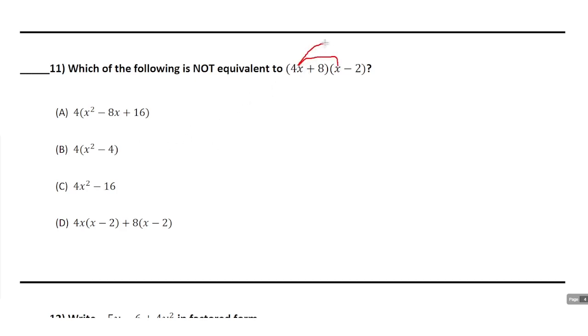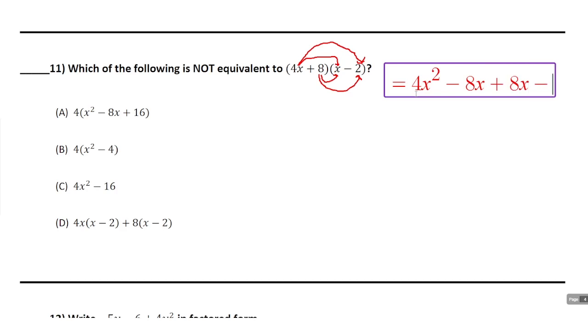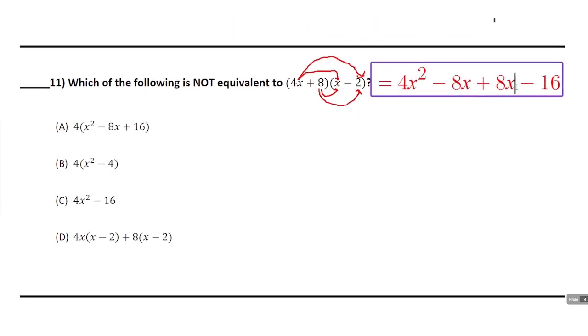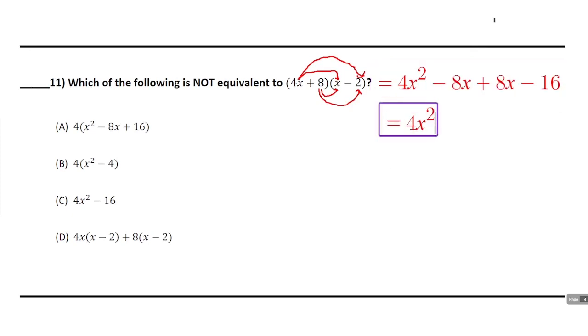First I'll multiply these together. We've used the distributive property a lot in this review, and it's a common technique for dealing with quadratics. If we multiply the 2 factors together, we get 4x times x, which is 4x squared. 4x times negative 2 is negative 8x. 8 times x is 8x. And 8 times 2 is negative 16. When I combine like terms, the 8x minus 8x cancel each other out, and we get 4x squared minus 16.